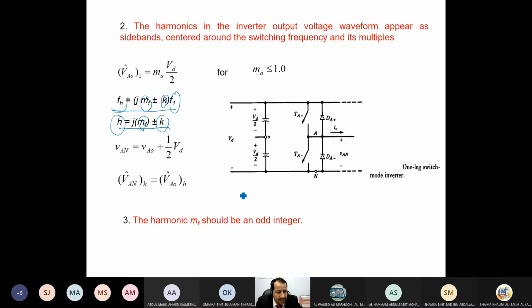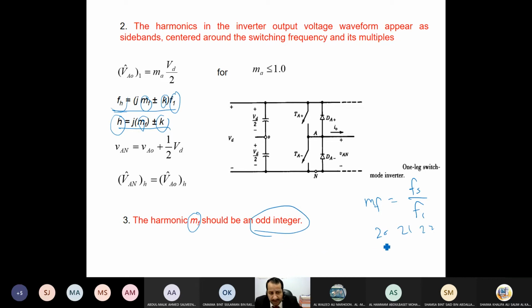Now, for harmonics, MF should be an odd integer. MF should be an odd integer. Don't forget, MF is a comparison, a ratio between Fs and F1. It could be 20, 21, 22. Now, it's supposed to be an odd integer.